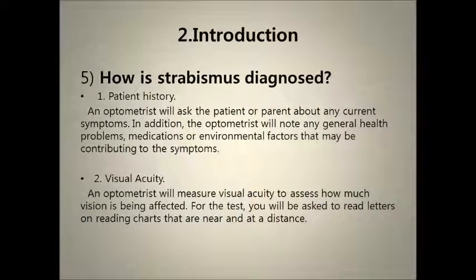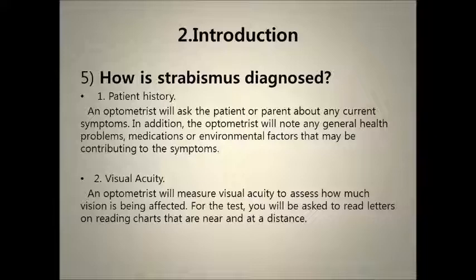How is strabismus diagnosed? First, patient history. An optometrist will ask the patient or parent about any current symptoms. In addition, the optometrist will note any general health problems, medication, or environmental factors that may be contributing to the symptoms. And secondly, visual acuity.